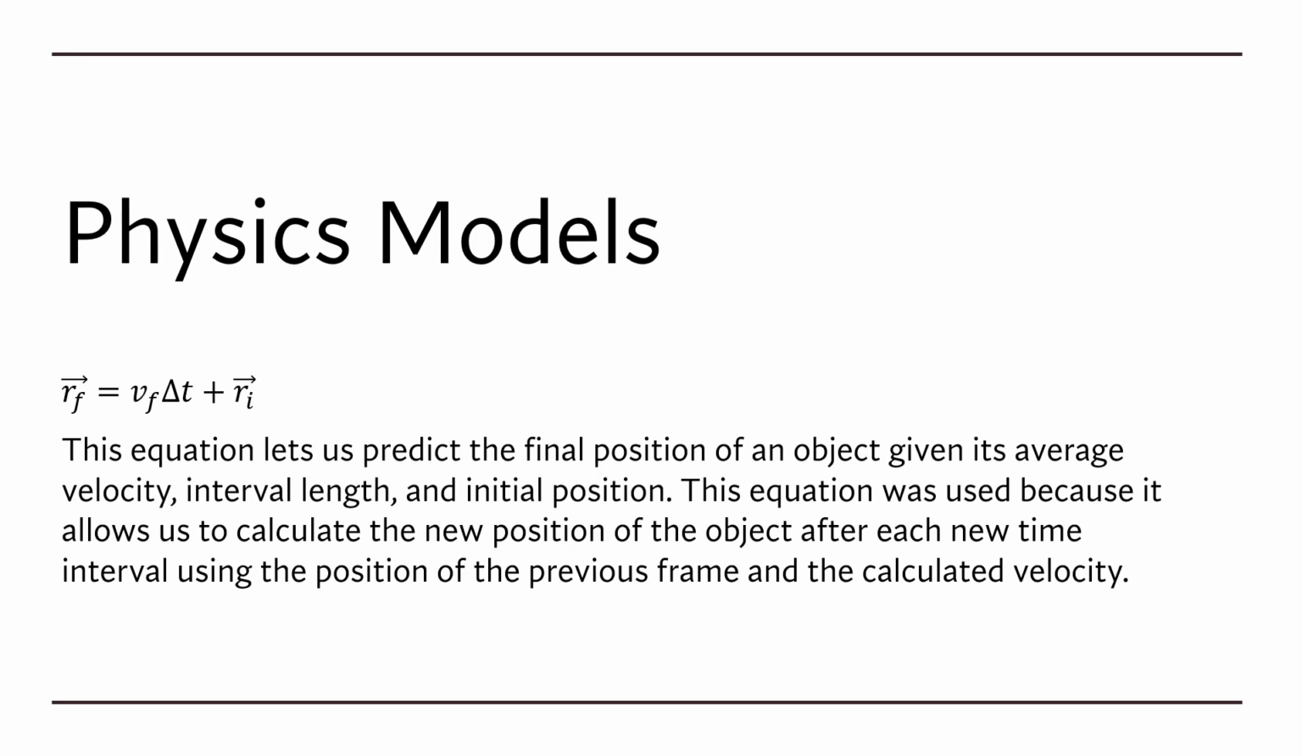We could iteratively calculate the new velocity of the object in each new time interval in our simulations. The position update formula allows us to predict the final position of an object given its average velocity, interval length, and the initial position. Since there were forces, the average velocity is assumed to be the final velocity. We use this equation because it allows us to calculate the new position of each object after each new time interval using the position of the previous frame and the calculated velocity.